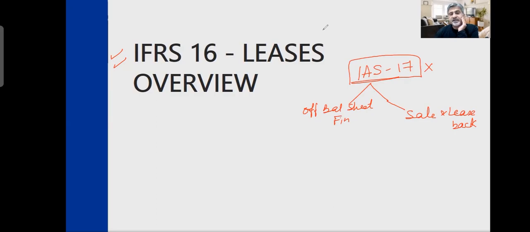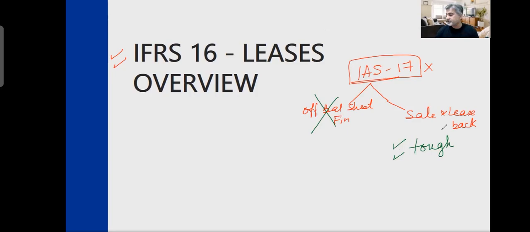After this new standard IFRS 16 came into existence, off-balance sheet financing is absolutely not possible. Sale and leaseback is still possible, but the conditions have become very tough. So you still have sale and leaseback transactions, but conditions are quite tough, and off-balance sheet financing is gone. Now, what is off-balance sheet financing? What is sale and leaseback, and how do they impact the financial statements?